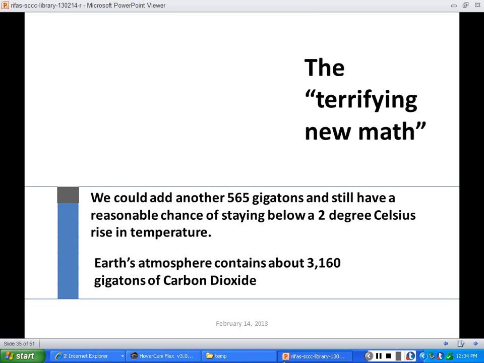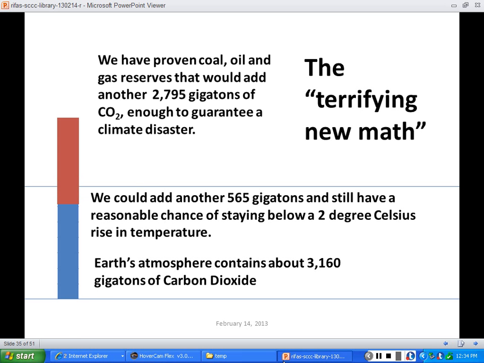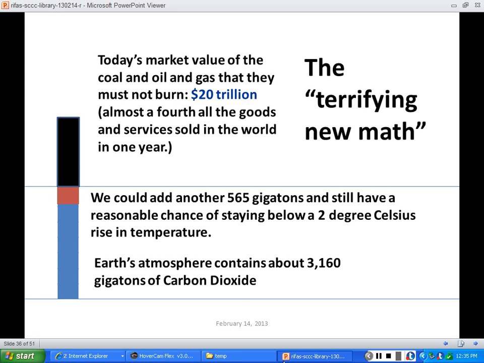We could add another 565 gigatons and still have a reasonable chance of staying below a 2 degrees Celsius rise in temperature. But we have proven coal, oil, and gas reserves that would add another 2,795 gigatons of carbon dioxide, enough to guarantee a climate disaster. Today's market value of the coal, oil, and gas that we must not burn: $20 trillion, almost a fourth of all the goods and services sold in the world in 1 year. And that was the terrifying new math that McKibben presented in that article.